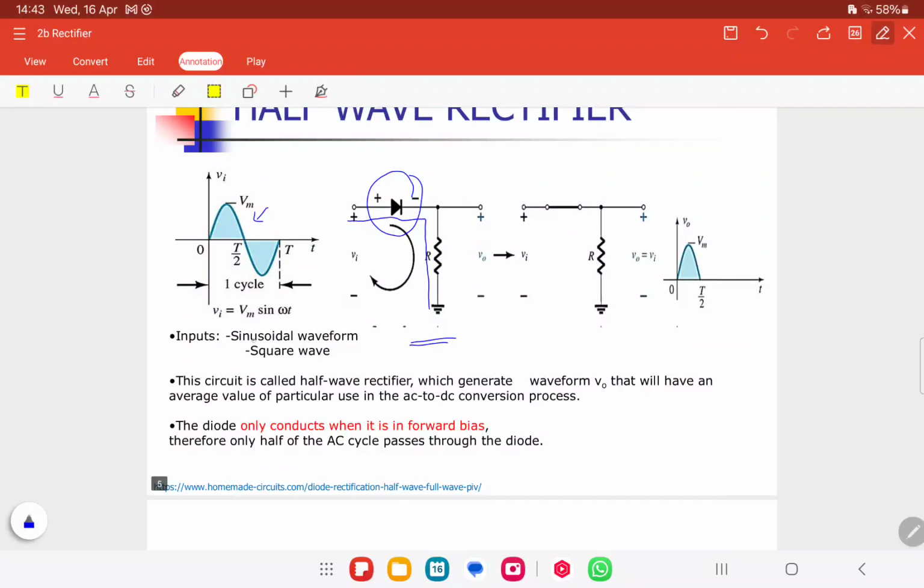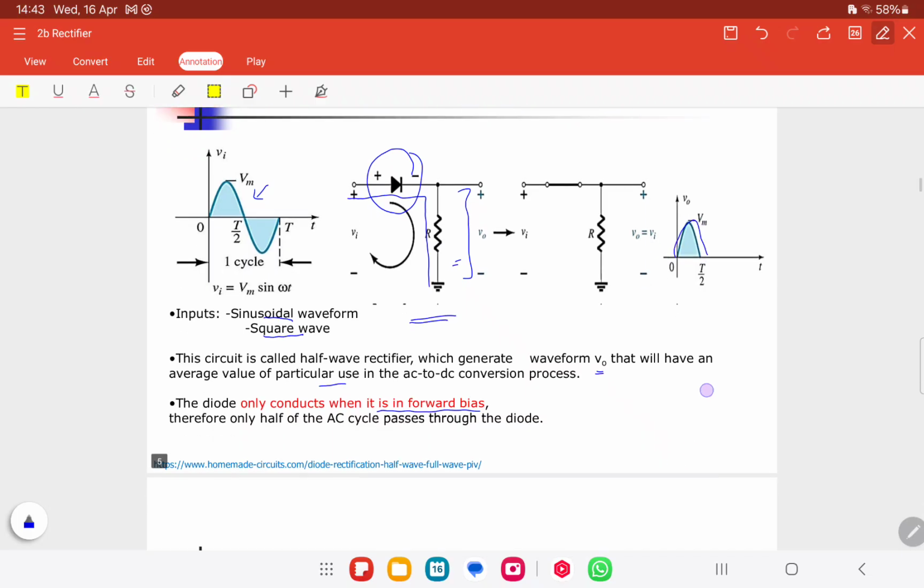The input is a sinusoidal waveform, or it can also be a square wave. It doesn't matter, as long as it is an AC signal. It generates the waveform of V out at the resistor, which will have an average value. So this is where it will cut. It only conducts when it is in forward bias. That is how you get one cycle only, in one direction.